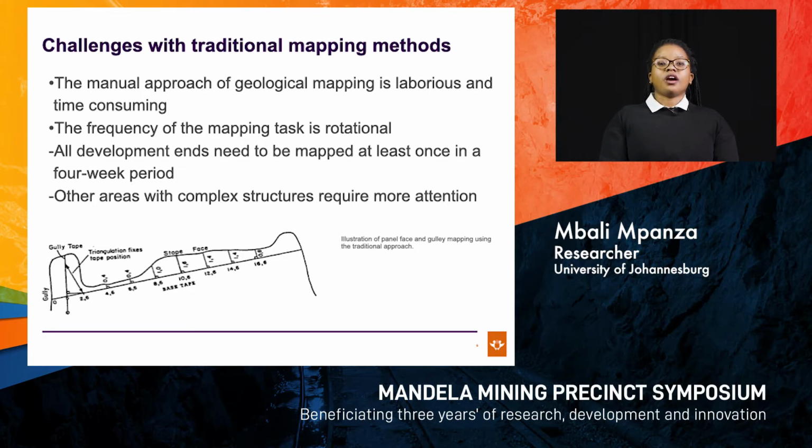So the frequency of mapping in itself is rotational. So you find that some working areas have complex geology, and in those areas you must spend time to map that specific area. But then you miss the chance of going and visiting other working places because you've spent so much time in this one specific area that you need to look at, simply because it has complex geology.